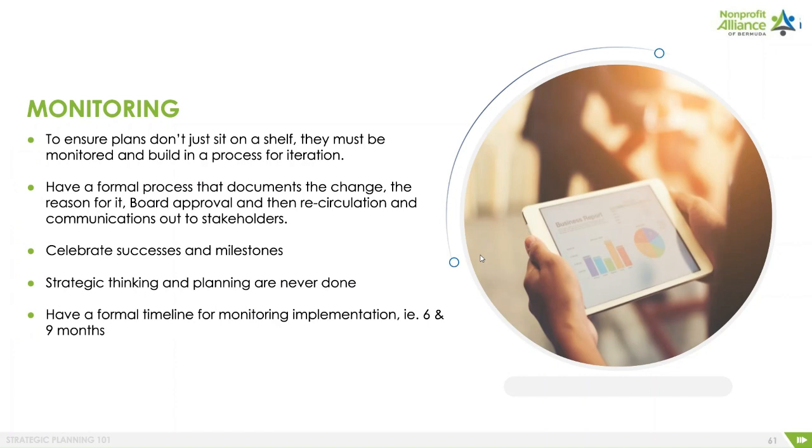Once you begin implementing your plan, you'll have to have a monitoring plan. This is necessary to ensure plans don't just sit on a shelf. Plans must be monitored and built on a process for iteration. They must have a formal process that documents the changes and the reasons for changes, any changes that you may make. They must have board approval and then be recirculated and communicated out to stakeholders.